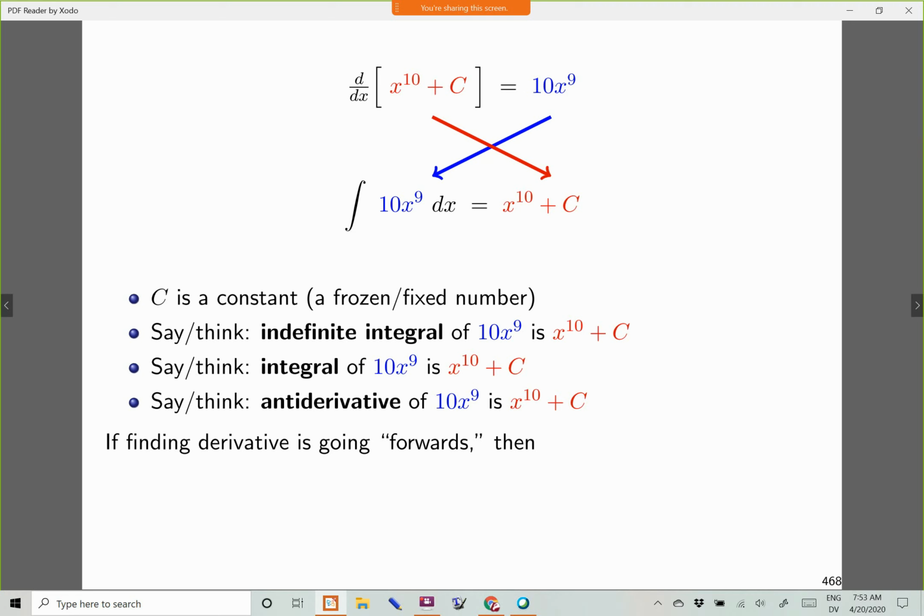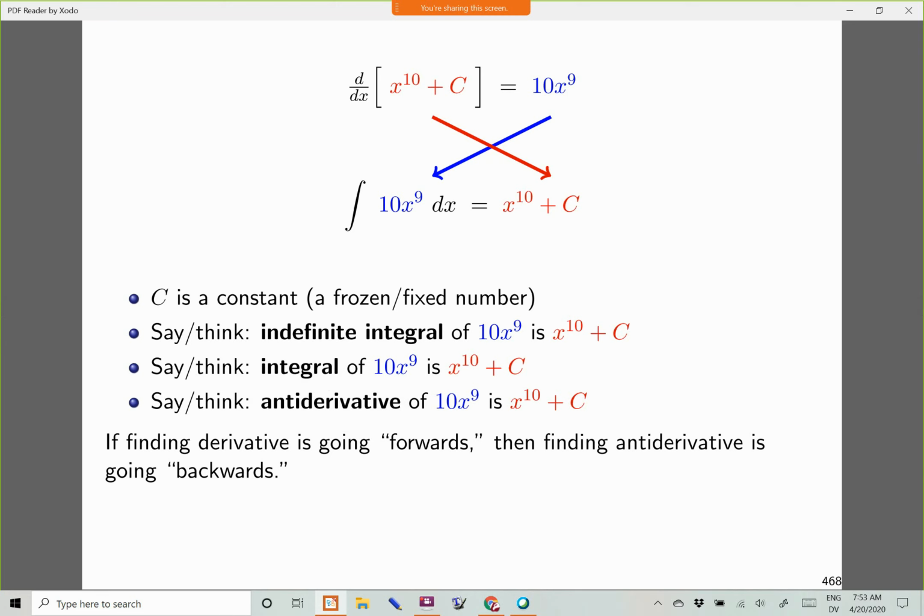So when you see the symbol, think antiderivative of. That's probably a better word, even if it's longer than integral right now, because antiderivative of is so connected to a word we've seen, namely derivative. It's anti, meaning go backwards. So if finding the derivative is going forwards, then finding the antiderivative would be going backwards.